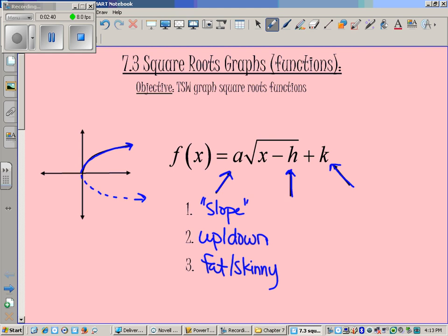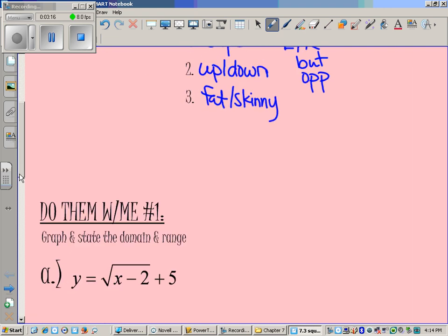Okay? What does the number on the inside do? Do you remember? Yep, the number on the inside moves it left or right, but opposite. So if it's a negative number on the inside, it's really going to move it to the right. If it's a positive number on the inside, it's really going to move it to the left. And the number in the back moves my breadstick up or down. Okay? So we're doing the same type of things that we did with parabolas, just this time our graph is going to end up being one-sided instead of a parabola, a breadstick instead of a U.